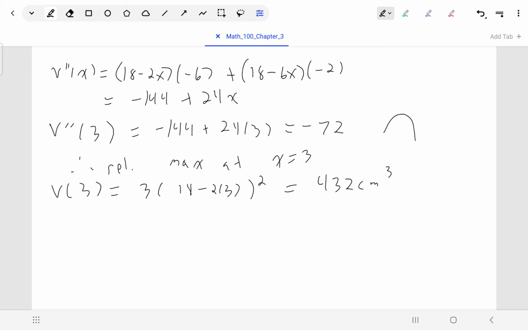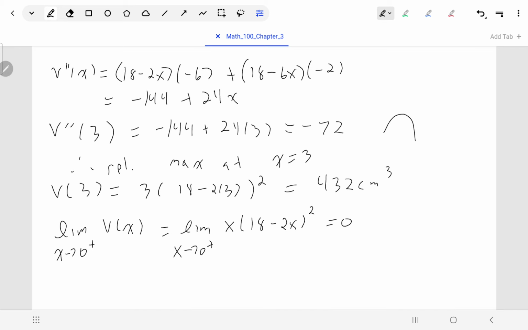The question is what's happening as we're getting close to 0 and what's happening as we're getting close to 9. So here's where we need to look at our endpoints. What happens to our volume function as we're getting close to 0 from the right? And for that one, probably not surprisingly, if you didn't cut anything off of your metal square, then you're not going to have any volume at all. And as x goes to 0 from the right, our volume function goes to 0.